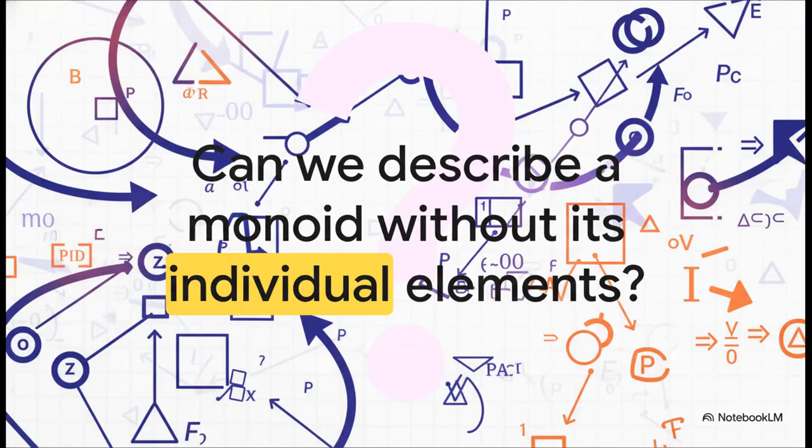So this brings up a huge question. Is it even possible to describe the entire structure of a monoid, all of its rules, without ever talking about a specific element like 2 or -5? And the answer, amazingly, is yes. We can do it by turning these algebraic rules into simple diagrams of arrows.